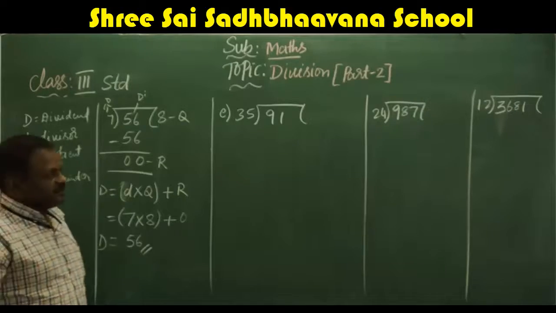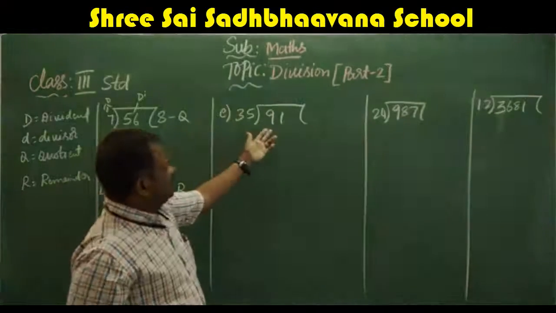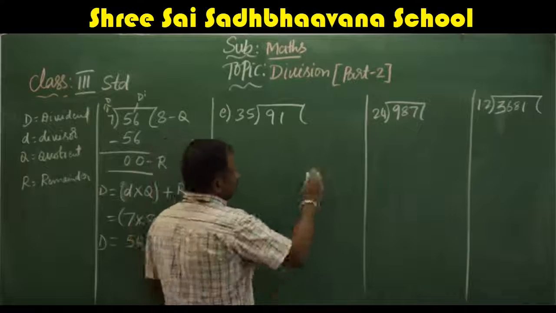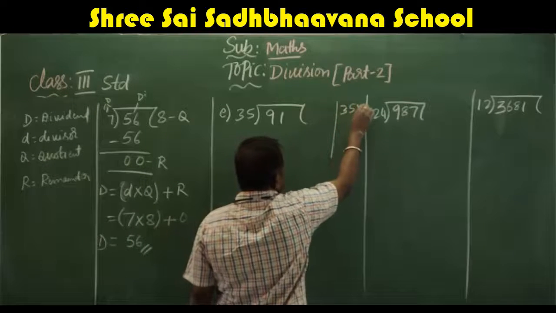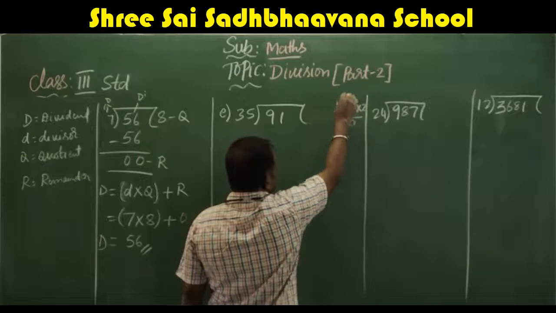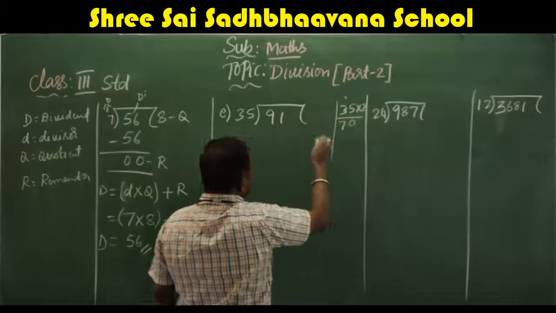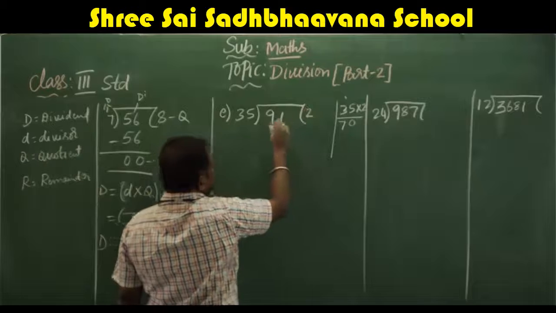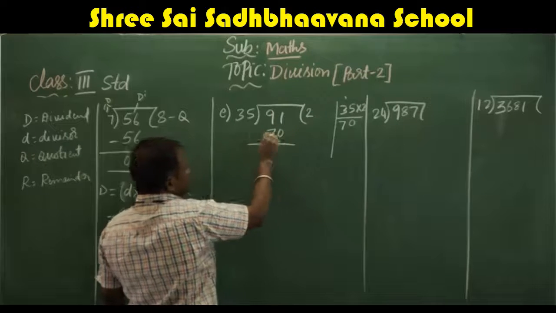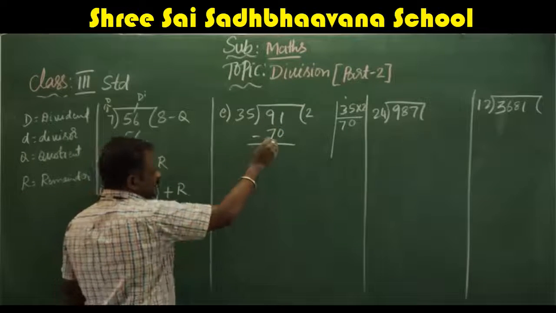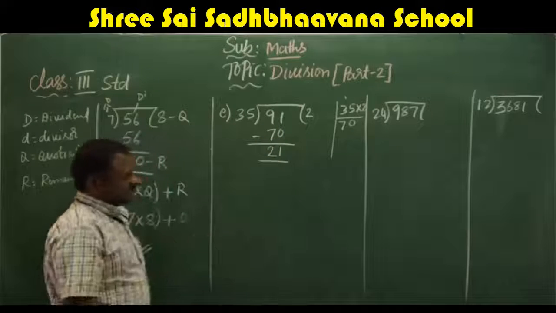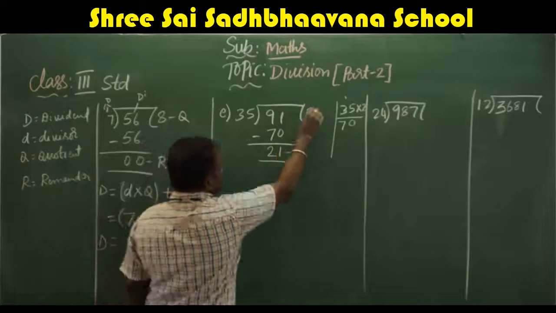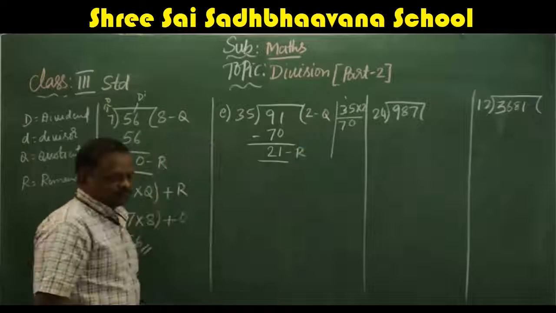If you do the next problem, you will understand. 35 into 91. 35 2s are 70: 2 5s are 10, carry 1, 2 3s are 6 plus 1 is 7. Subtract: 1 minus 0 is 1, 9 minus 7 is 2. So 21 is the remainder, 2 is the quotient.